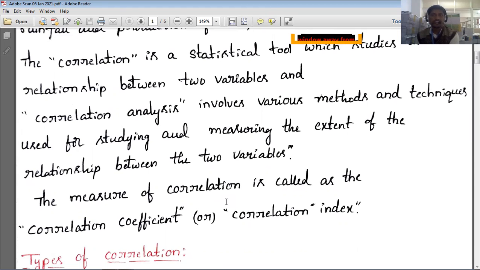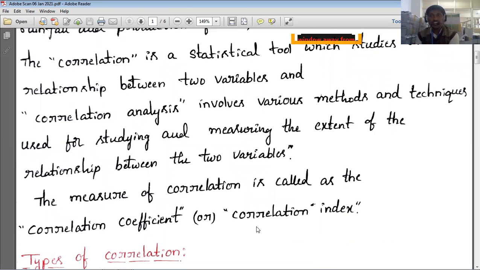Okay, so if you are finding the coefficient, then we'll say that it is the correlation coefficient or correlation index. The measure of correlation is called the correlation coefficient or correlation index. So three terminologies we are using here: correlation, correlation analysis, and correlation coefficient. Correlation is a tool used for finding the relationship between two variables. That is what we call correlation.